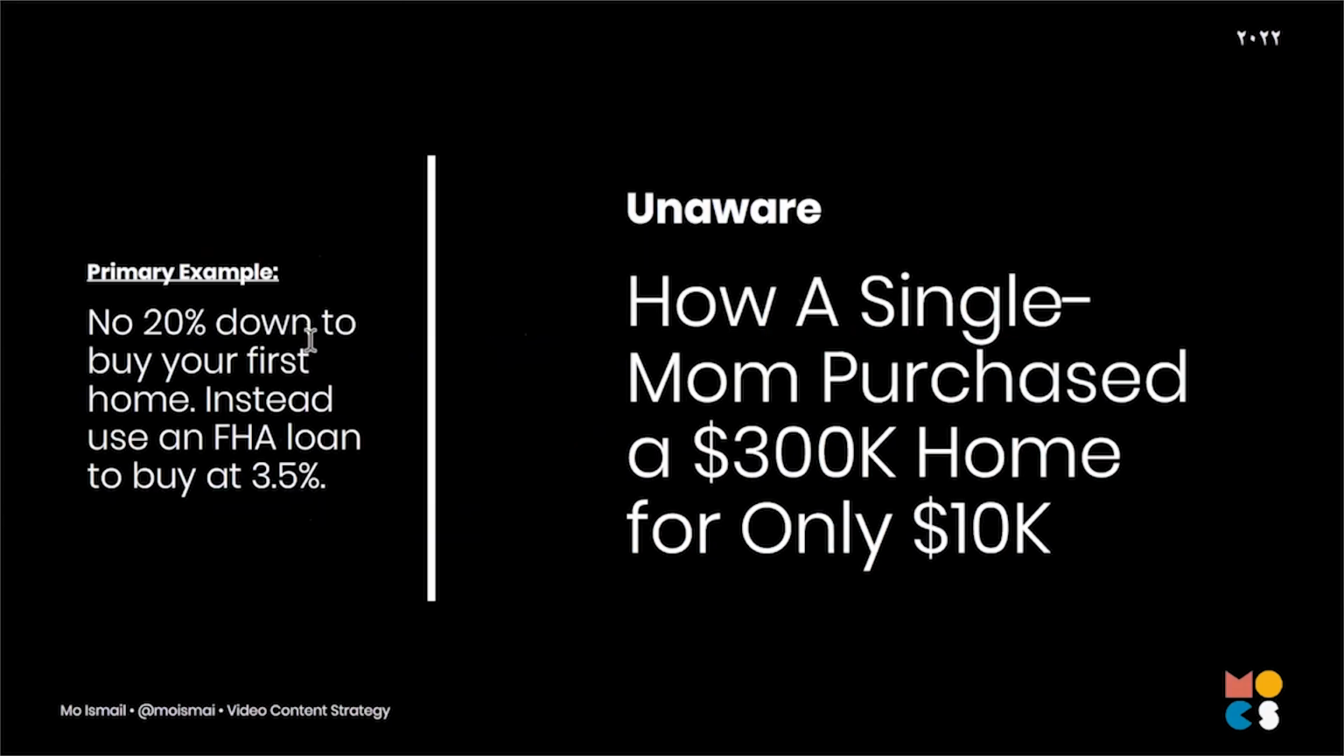So again, primary example, no 20% down to buy your first home. Instead, you want to use an FHA loan. This is for an audience that's completely unaware. So my angle is, people want freedom, people want financial freedom, and people understand a good deal. That's how I'm going to frame this topic. So here's how a single mom purchased a $300,000 home for only $10,000. I understand that buying something that's 300 grand for 10 G's is a steal. And I've left this unanswered question with, how did she do it? Now the viewer is interested. Well, I want to know the how. And when we get into the video, I introduce them very gently to the concept of a FHA loan. And I hope this is making sense.